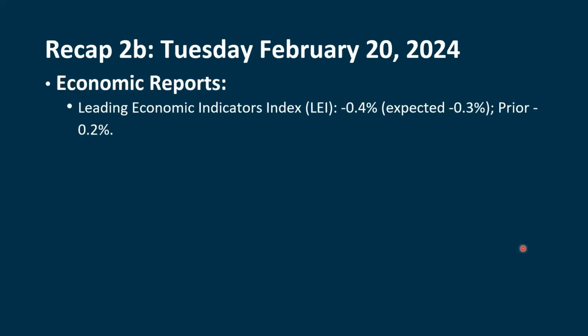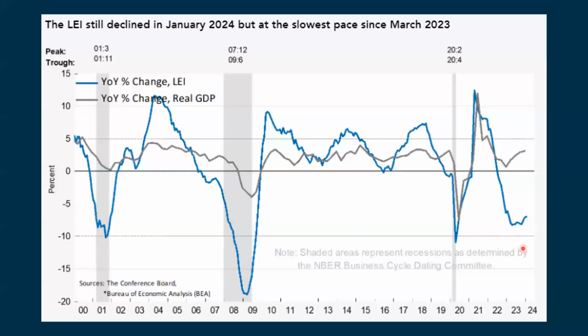The economic reports that came out, we just had one, the LEI, the leading economic indicator or index. It was down 0.4%, more than the 0.3% they had expected it to decline. Last time it was up 0.2%. And here's a chart. The dark blue line, this is the LEI, where it has been coming down, and now it is on a year-over-year basis showing some improvement.